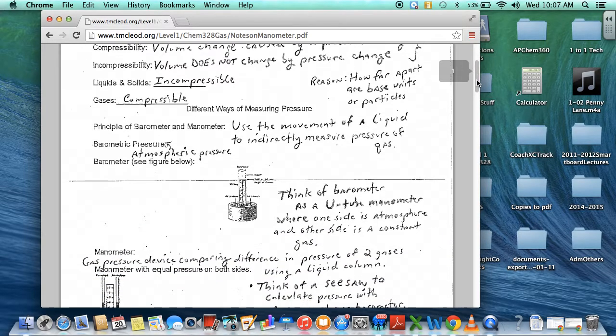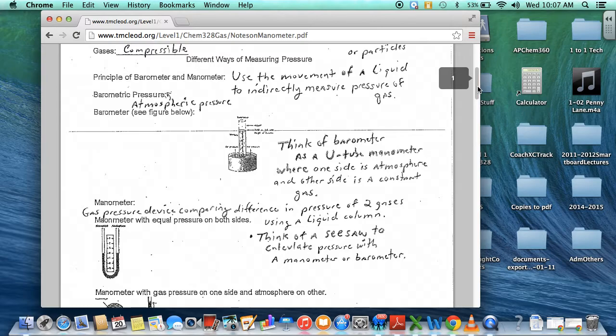The principle is the fact that since liquids are incompressible, if you apply a pressure to one side of a liquid column, the other side of the liquid column will move, so the whole column will move until the other side has the same pressure. So each end will have the same pressure.